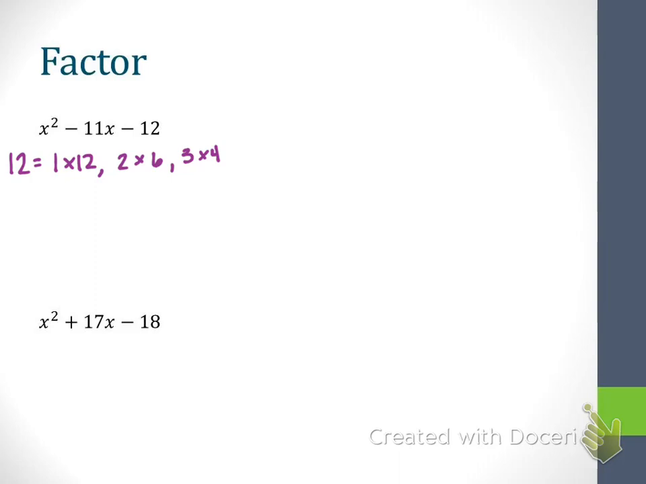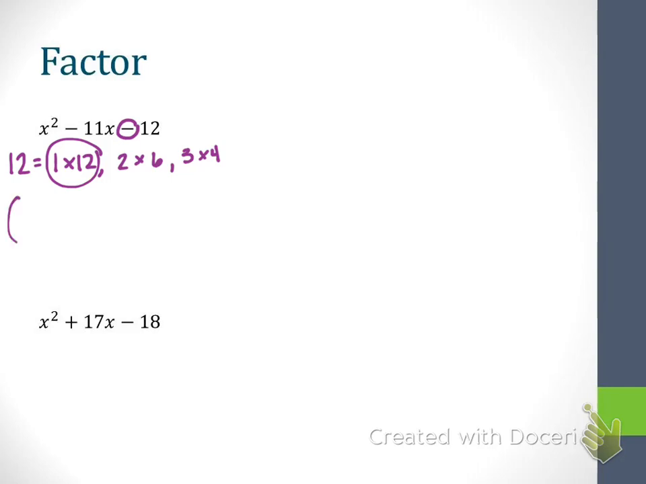And I look, is C a negative number? Yes, it is. So I've got to figure out which one of these factors are going to subtract to give me 11. Okay? 12 minus 1 is 11. I think that's going to work. Because what's 6 minus 2? 4. 4 minus 3? 1. So I know it can't be either of these. These are the factors that I'm going to use.